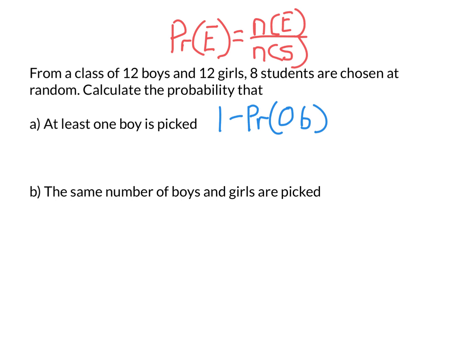How many combinations involve no boys? In other words, they involve all girls. Well, that's just going to be 12 choose 8.